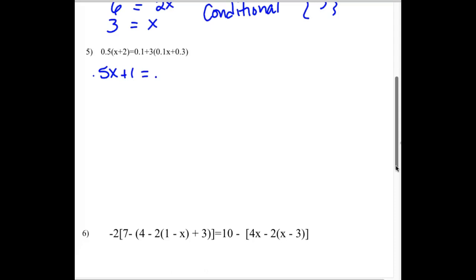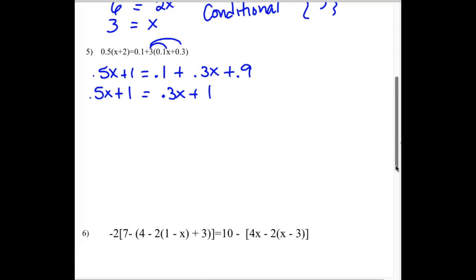On the right-hand side, we have a 1/10. And then we have a 3 here that we have to distribute. So 3 times 1/10 x would be 3/10 x. 3 times 3/10 would be 9/10. Combining like terms, what's 1/10 and 9/10? It's just a whole. All right, so we end up with 1/2 x plus 1 equals 3/10 x plus 1.